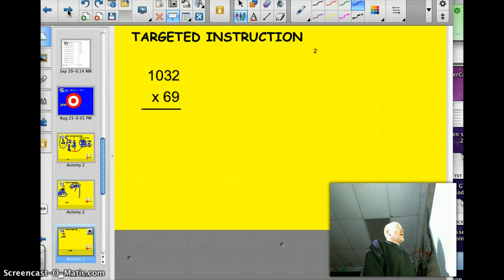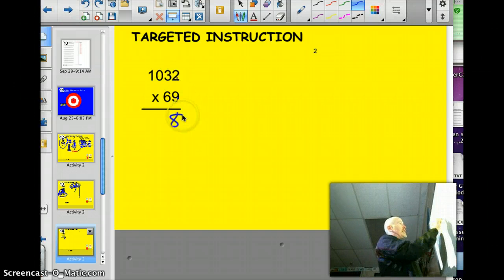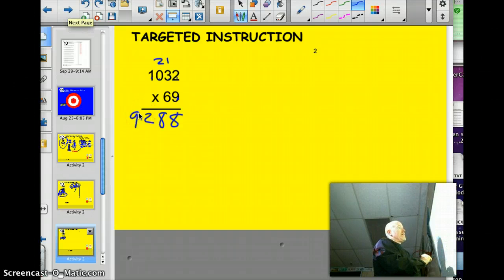The next problem. Okay, now we got a 4-digit by 2-digit. This is about as large as you're going to get in 6th grade. So we'll jump right in. 9 times 2 is 18. 9 times 3 is 27, plus that 1 is 28. So I put the 8 down and I put the 20 up. 9 times 0 is 0. Add the 2. We've got 2. 9 times 1 is 9. So we've got 9,288, that grouping.